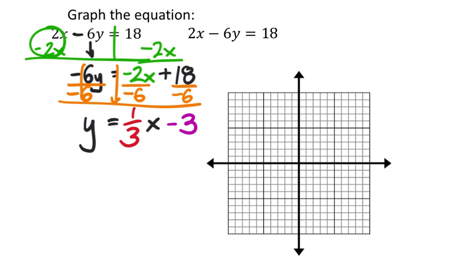All right? So this is the equation. Do we have enough information to graph it? Yeah, we do. Let's start with the y-intercept. Again, it's not just that it's negative 3, it's (0, negative 3). And that's the first point we're going to put on this graph, (0, negative 3), boom.